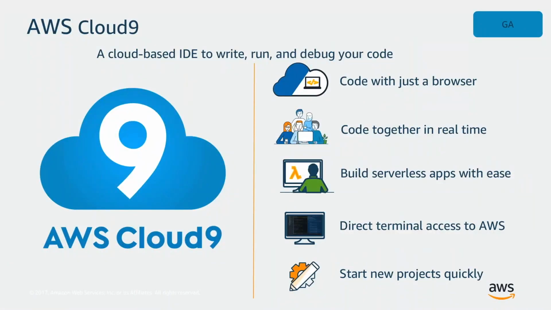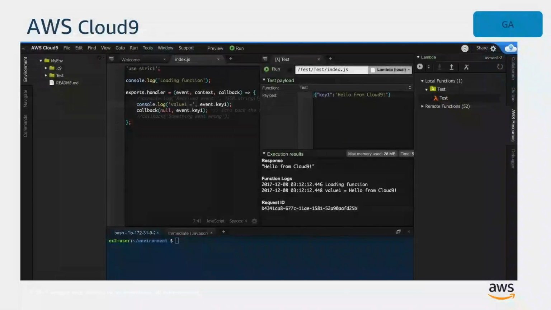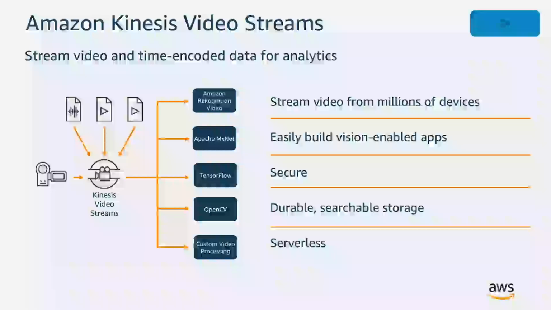Moving on to Cloud9. Cloud9 is a cloud-based IDE that lets you write, run, and debug your code with just a browser. And it's great. Last week, for instance, I was in Seattle in an internal hackathon, and it was just great to use Cloud9 for collaboration. You can basically have local Lambda functions running in the Cloud9 environment and also collaborate with other people, so have multiple developers working on different source files.